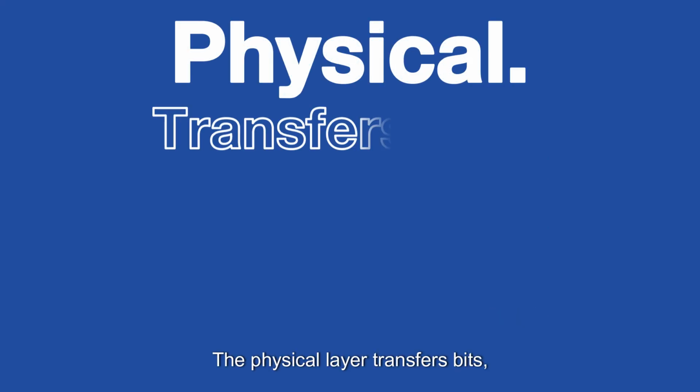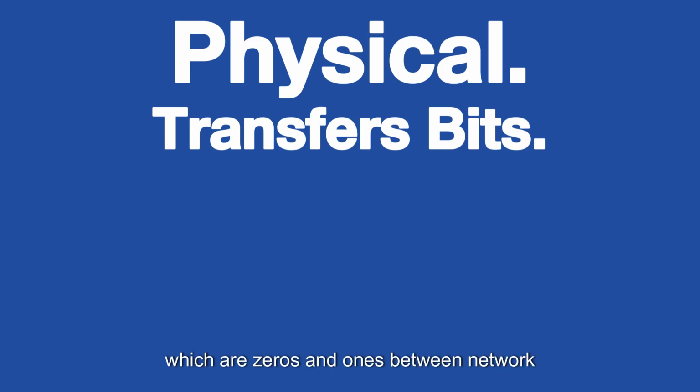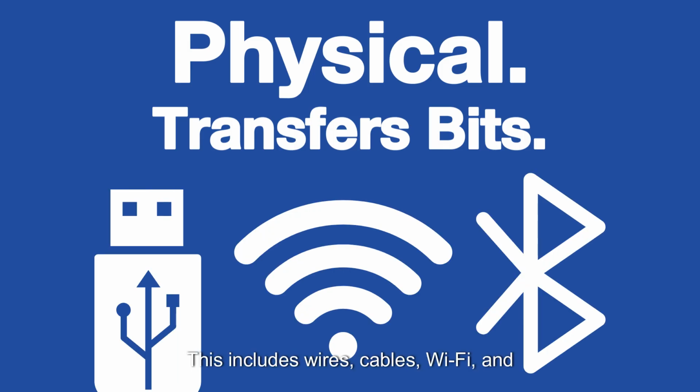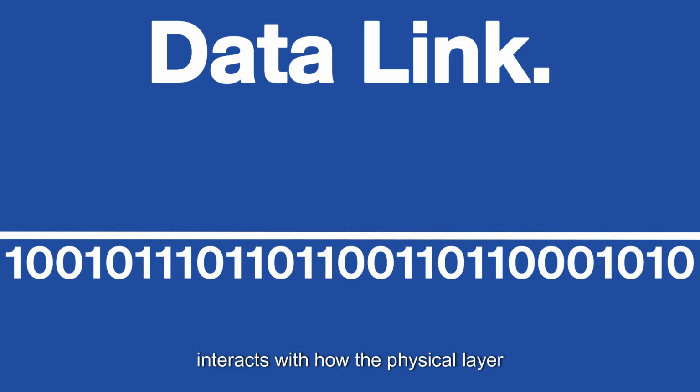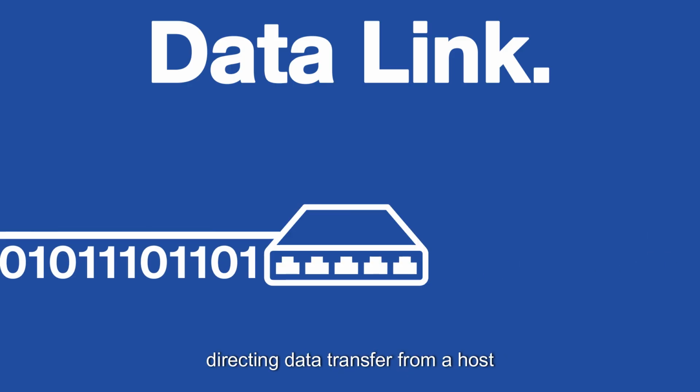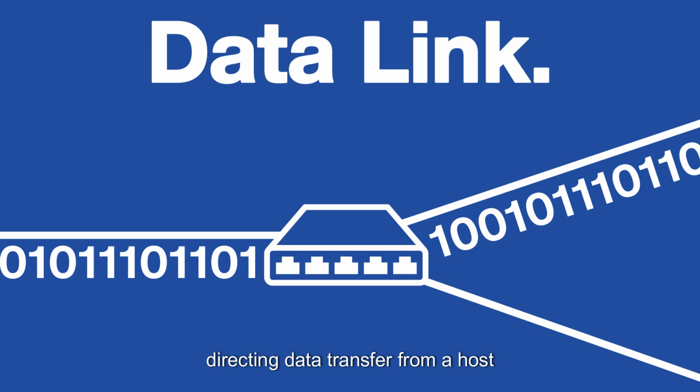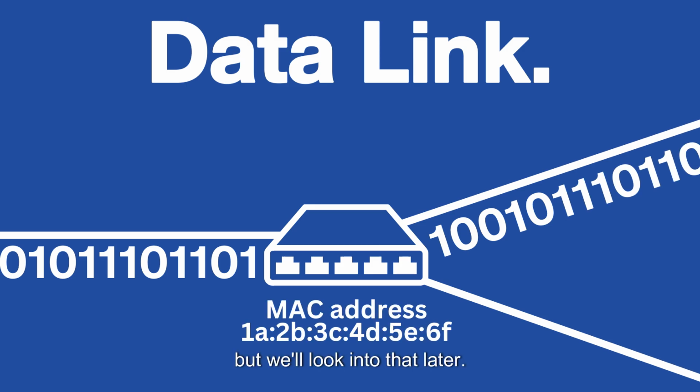The physical layer transfers bits, which are zeros and ones, between network devices. This includes wires, cables, Wi-Fi, and Bluetooth. The data link layer interacts with how the physical layer transfers bits. This is basically what the switch does, directing data transfer from a host to another. There's also the MAC address, but we'll look into that later.